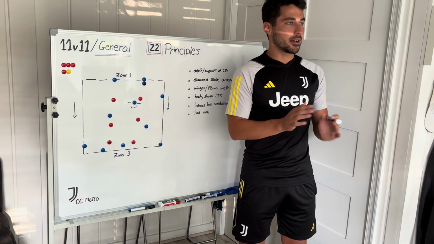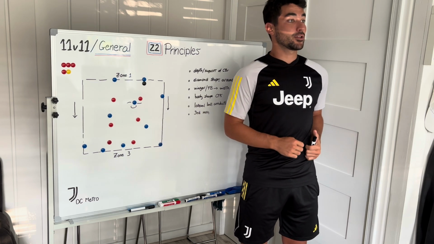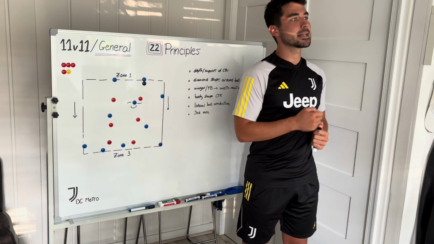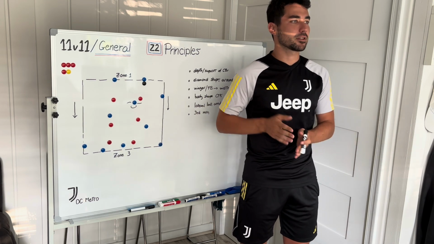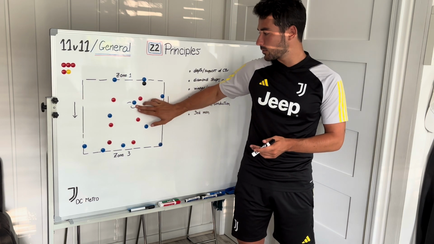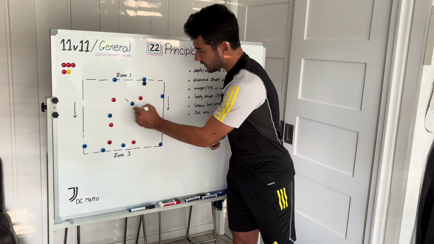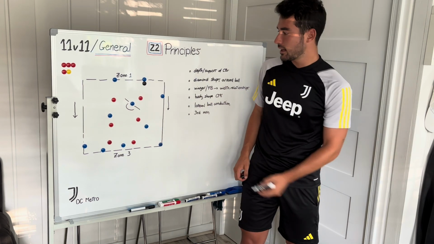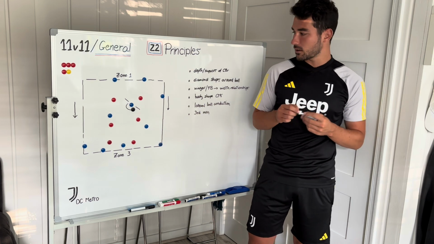to have an open body shape with their hips at 45 degrees so they can both play back with a wall pass, but at the same time, if the situation allows, they can receive on the half turn and go forward. Okay, so we can take a look at how that might look. If they position themselves like this, they can receive, turn, and go forward.